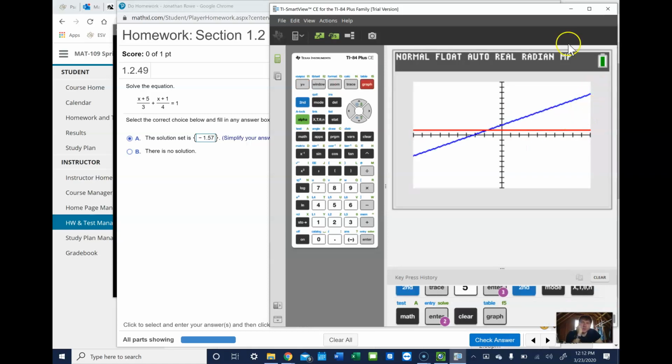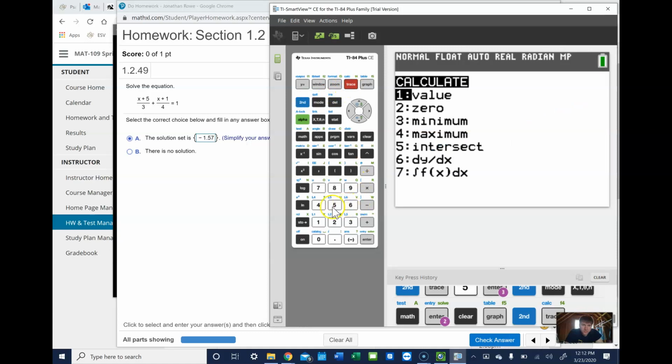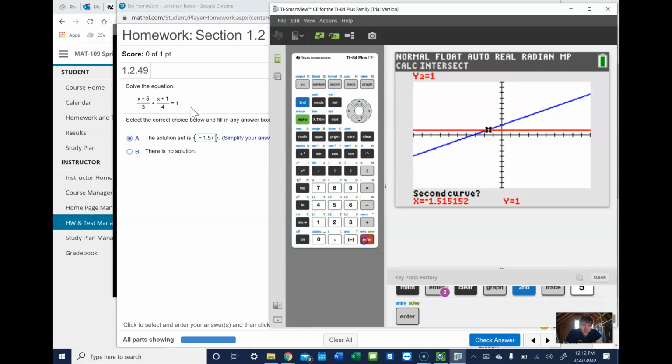Okay, so because it wants not a rounded off answer, I'm going to show you a pretty simple way to do that. I'm going to hit second calc, and I'm finding that intersection. I'm just going to do that very fast. Enter, enter, enter. Notice the intersection is negative 1.571429, which is a strange decimal, but I think that we're going to be able to make this into a fraction, and here is the best way to do it.